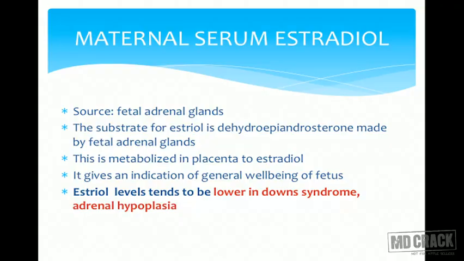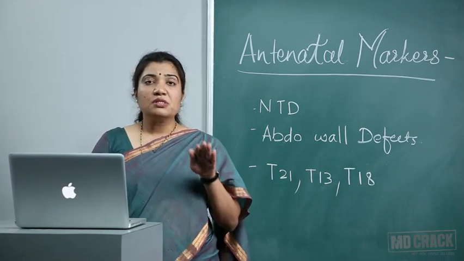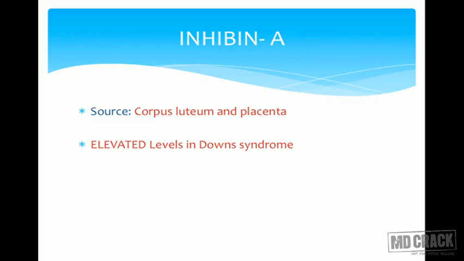Let's move to the other marker, that is maternal serum estriol. Source of this is fetal adrenal glands. The substrate of estriol is dehydroepiandrosterone made by fetal adrenal glands. This is metabolized in placenta to estriol. It gives an indication of general well-being of the fetus. But estriol levels tend to be lower in Down syndrome and in adrenal hypoplasia. So it can be used to screen for trisomy 21 because the levels are found to be low in comparison with normal pregnancies.